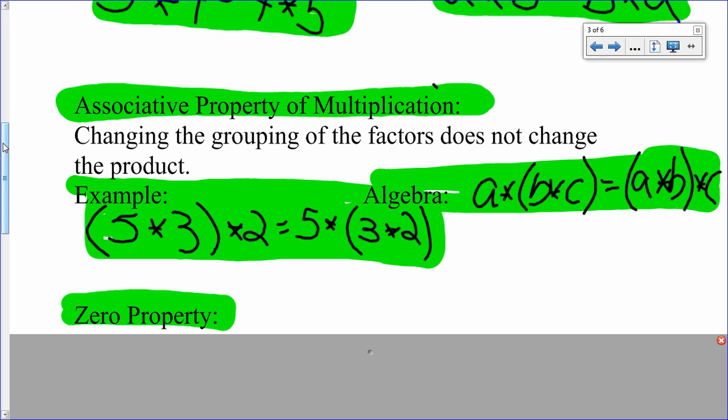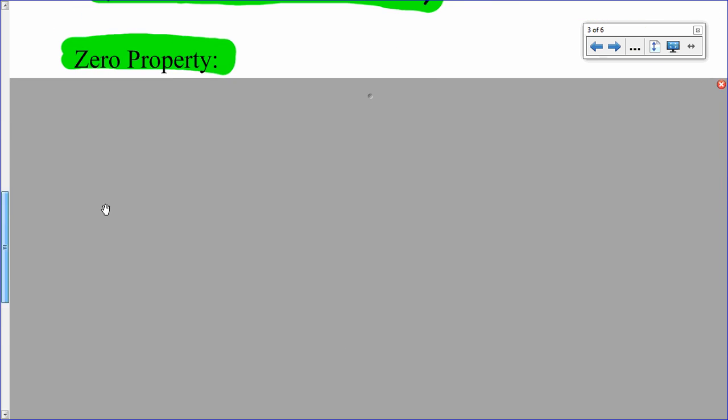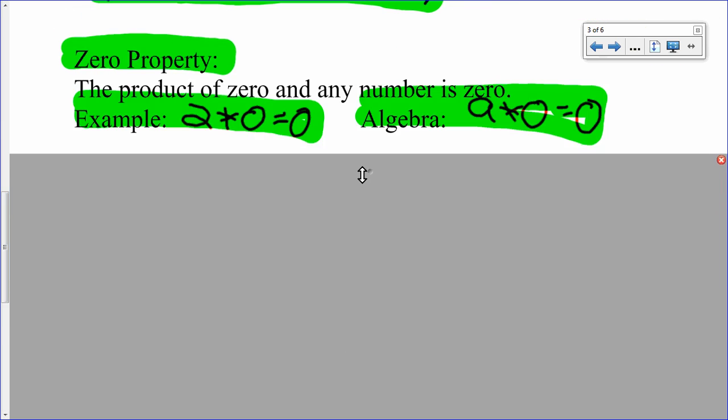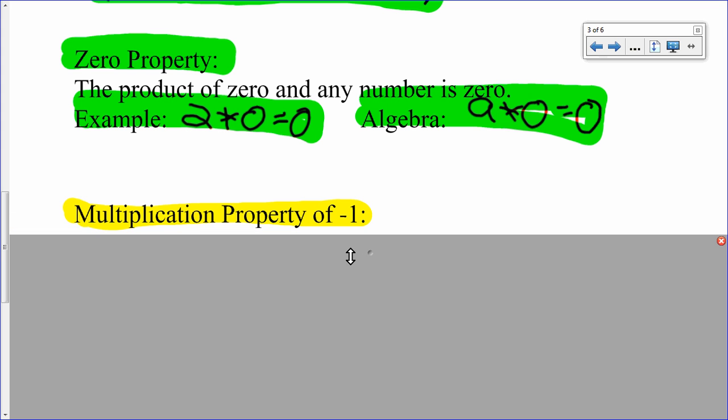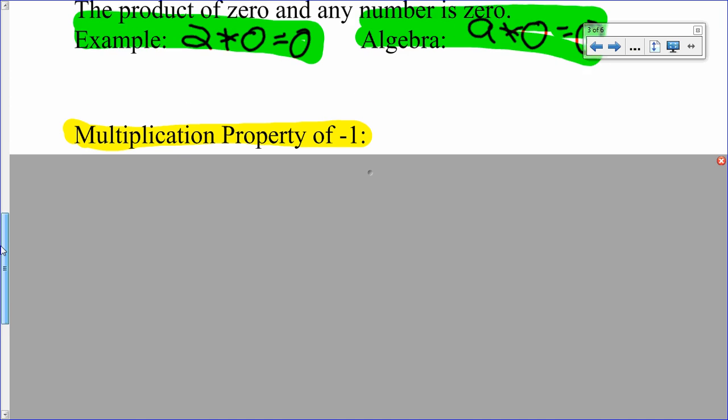We also have the zero property. The zero property of multiplication states that the product of 0 and any number is 0. So 2 times 0 is 0. Algebraically, A times 0 is 0.